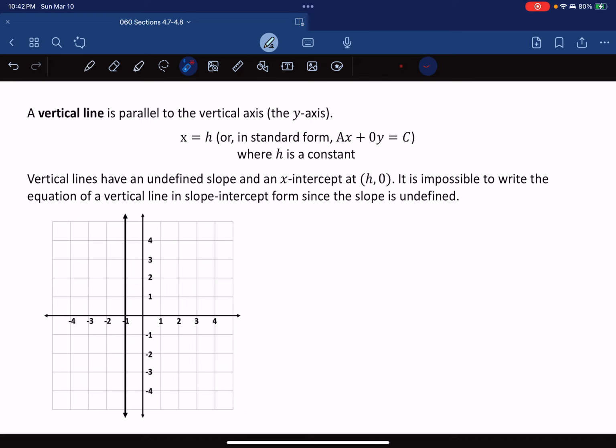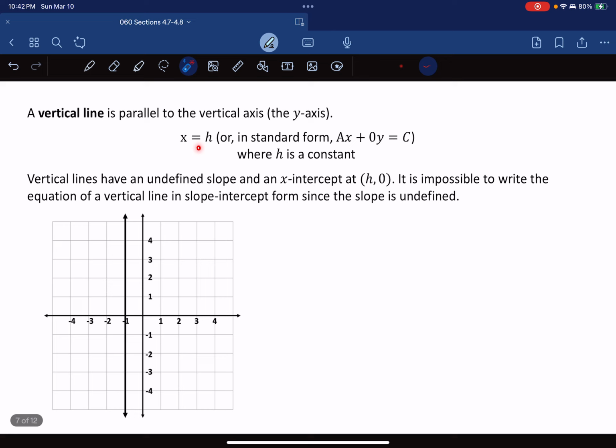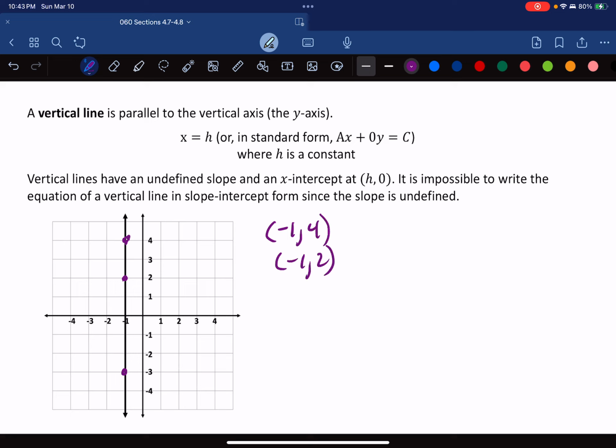But we have a x, and over here we had y, and then now we have h. And the standard form is similar, except instead of a 0 for x, we have a 0 for y. Well, let's pull out some points like we did before and kind of analyze a few of these. So these are some points like before. We have -1, 4, -1, 2, and -1, -3.